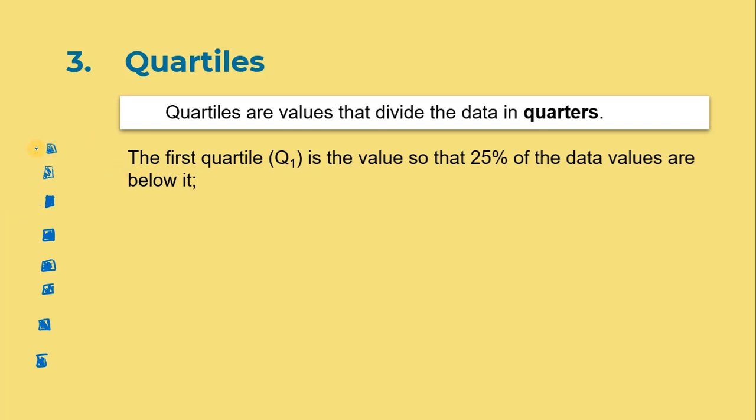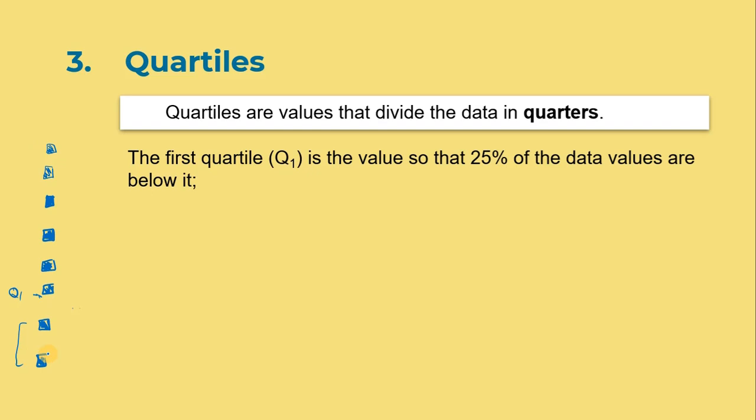Okay, so the first quartile is the value such that 25% of the data values are below it. So, if divided in 4, kani nga value diri daw, siya mo'y quartile 1. Kay ang mga values na 25% kay nasa ubos niya.